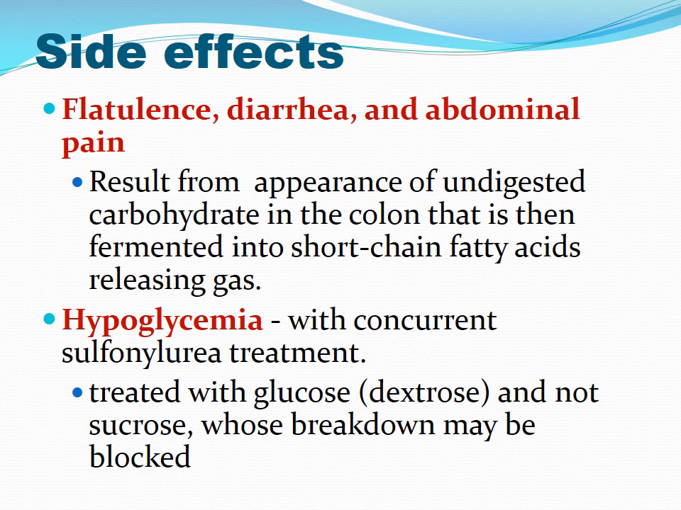Side effects, mostly flatulence, diarrhea, and abdominal pain, result from the appearance of undigested carbohydrate in the colon. These carbohydrates will be fermented into short chain fatty acids, releasing gas, leading to flatulence. Hypoglycemia occurs only when combined with sulfonylurea, and is treated with glucose, not sucrose, whose breakdown may be blocked by alpha-glucosidase inhibitors.